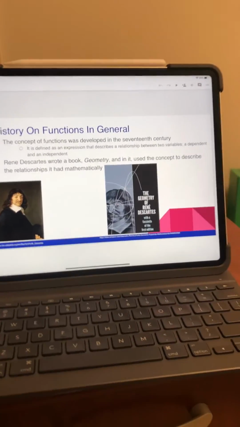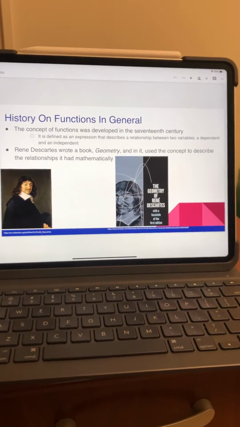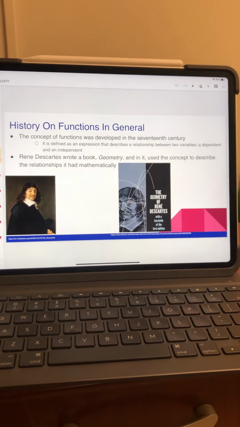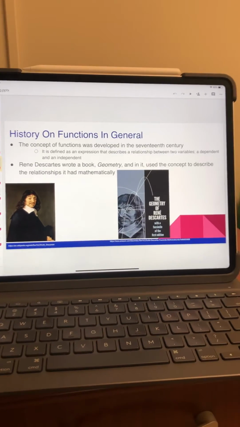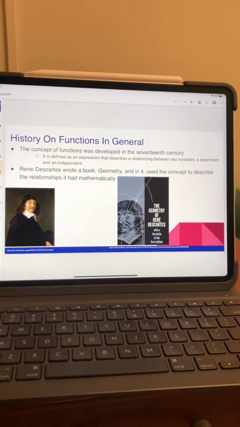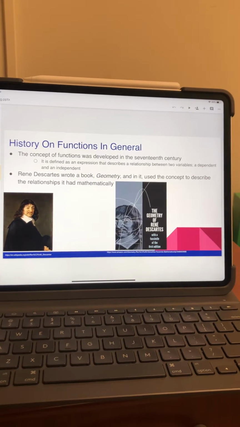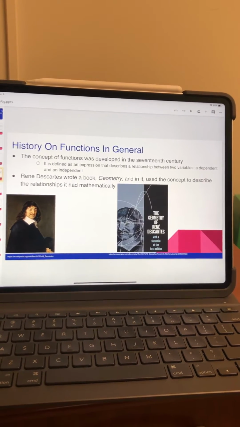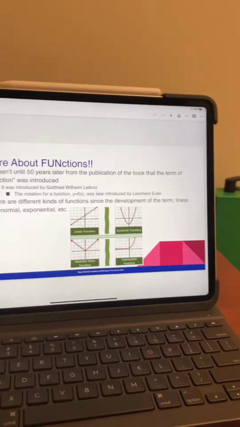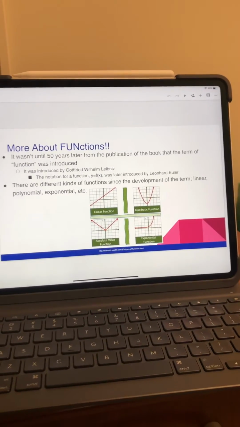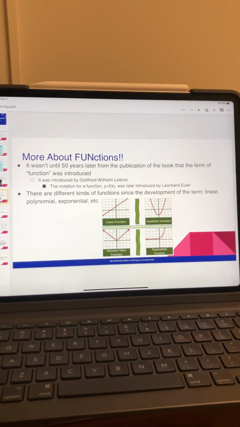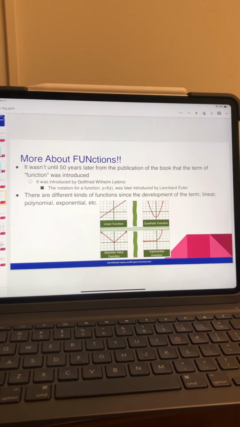The concept of functions was developed in the 17th century. It's defined as an expression that describes a relationship between two variables, a dependent and an independent. René Descartes wrote a book, Geometry, and in it used a concept to describe relationships mathematically.